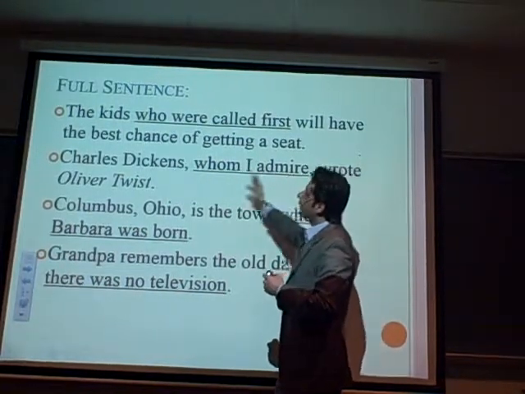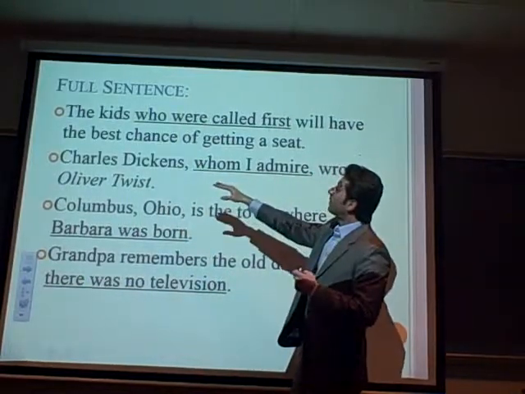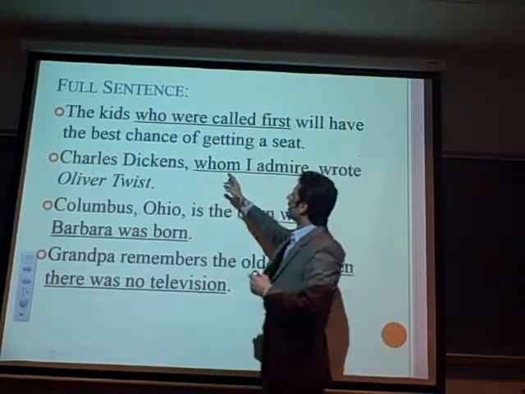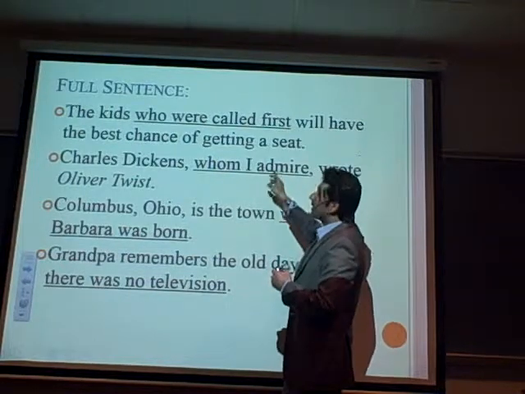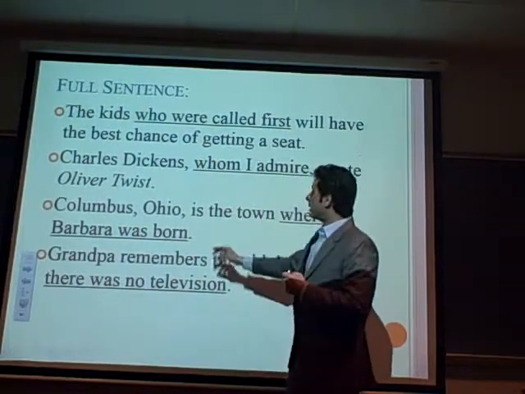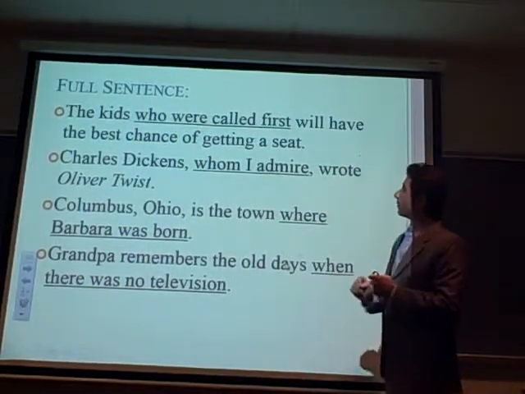So I admire Charles Dickens. And the independent clause is Charles Dickens wrote Oliver Twist. And here, as before, this is a dependent clause because it starts with a relative pronoun or relative adverb.